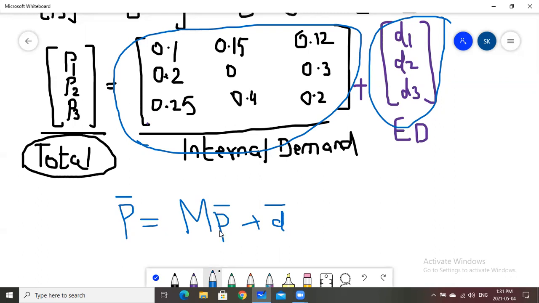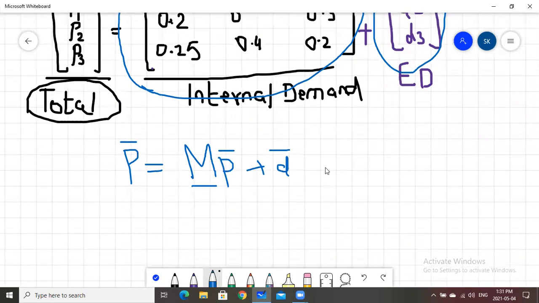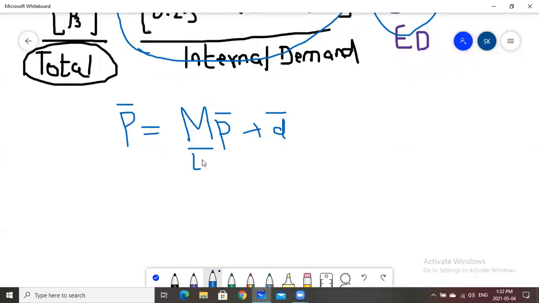Why is this also P and this also P? Because P1 represents the product produced by sector 1, P2 by sector 2, and P3 by sector 3. And this P bar is showing the internal demand for these three products that are produced by three different sectors. And this D represents the external demand. And this M shows the consumption matrix. What is this M showing? It is showing the consumption matrix. Let me write it over here. So this M is the consumption matrix.